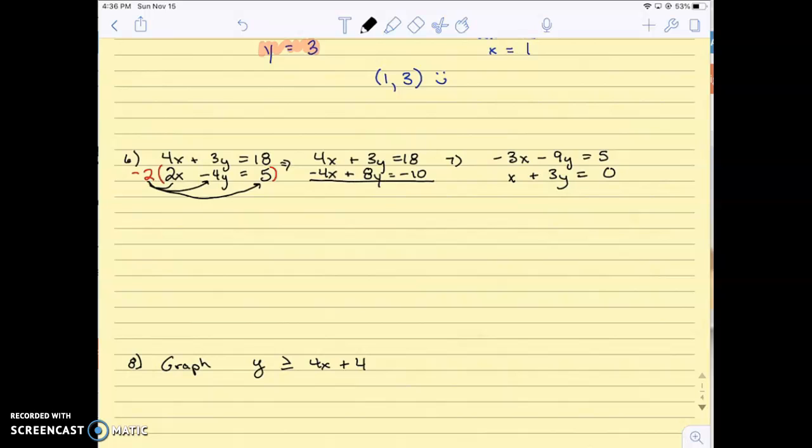Now we're just going to go straight down. 4x minus 4x is 0. 3y plus 8y is 11y. And 18 minus 10 is 8. We're going to divide both sides by 11. And that means y is 8/11.